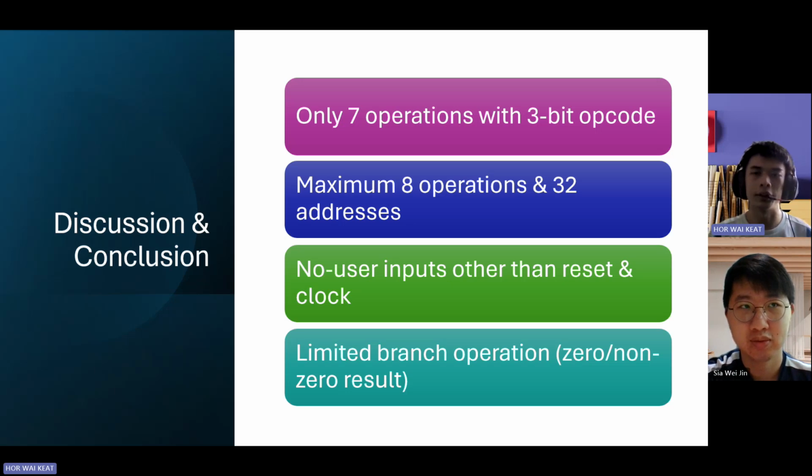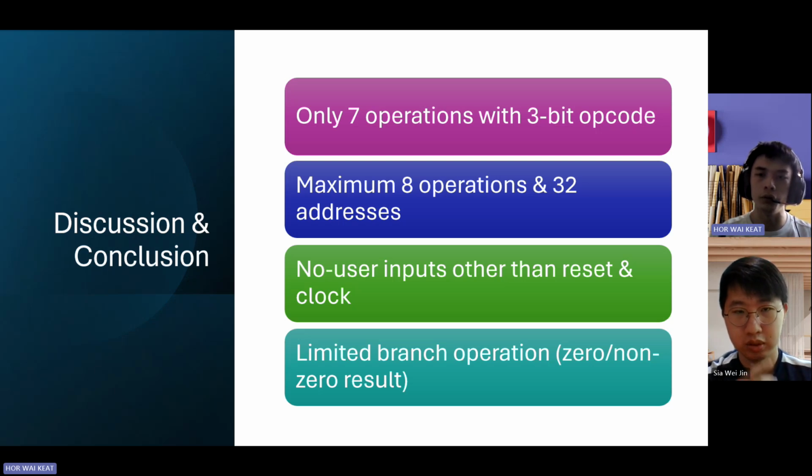I'll be continuing with the discussion and conclusion of our project. In the discussion and conclusion part, we will be discussing the challenges and constraints faced in our project. First, there are only 7 operations used in this project, and a maximum of 8 operations can be performed as there is only a 3-bit opcode. Then there are only 32 addresses used, which is quite limited due to 5-bit operands, and no user inputs are allowed in our design other than a reset button and a clock. The branch operation is also limited, which in our design we only use to branch if the value is not 0.